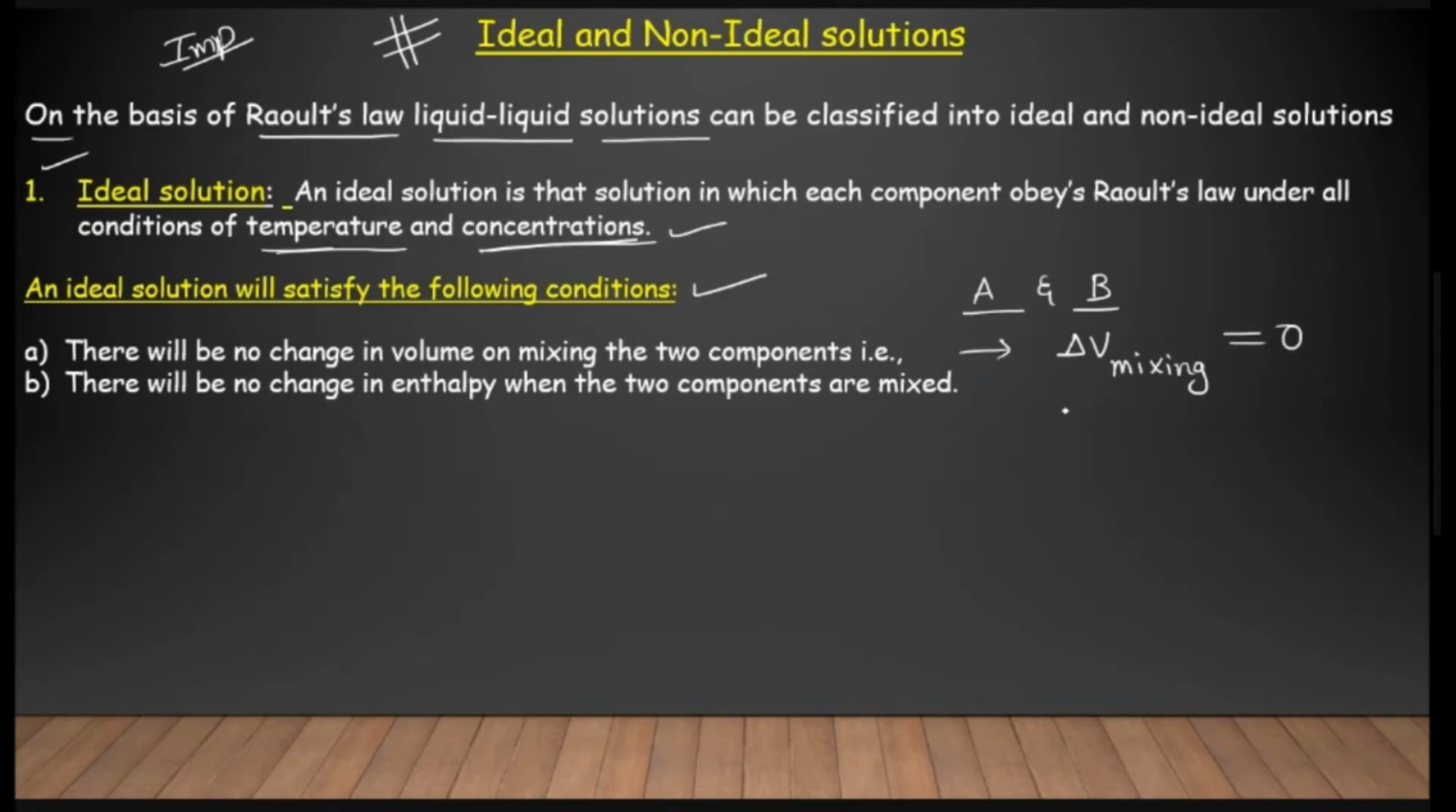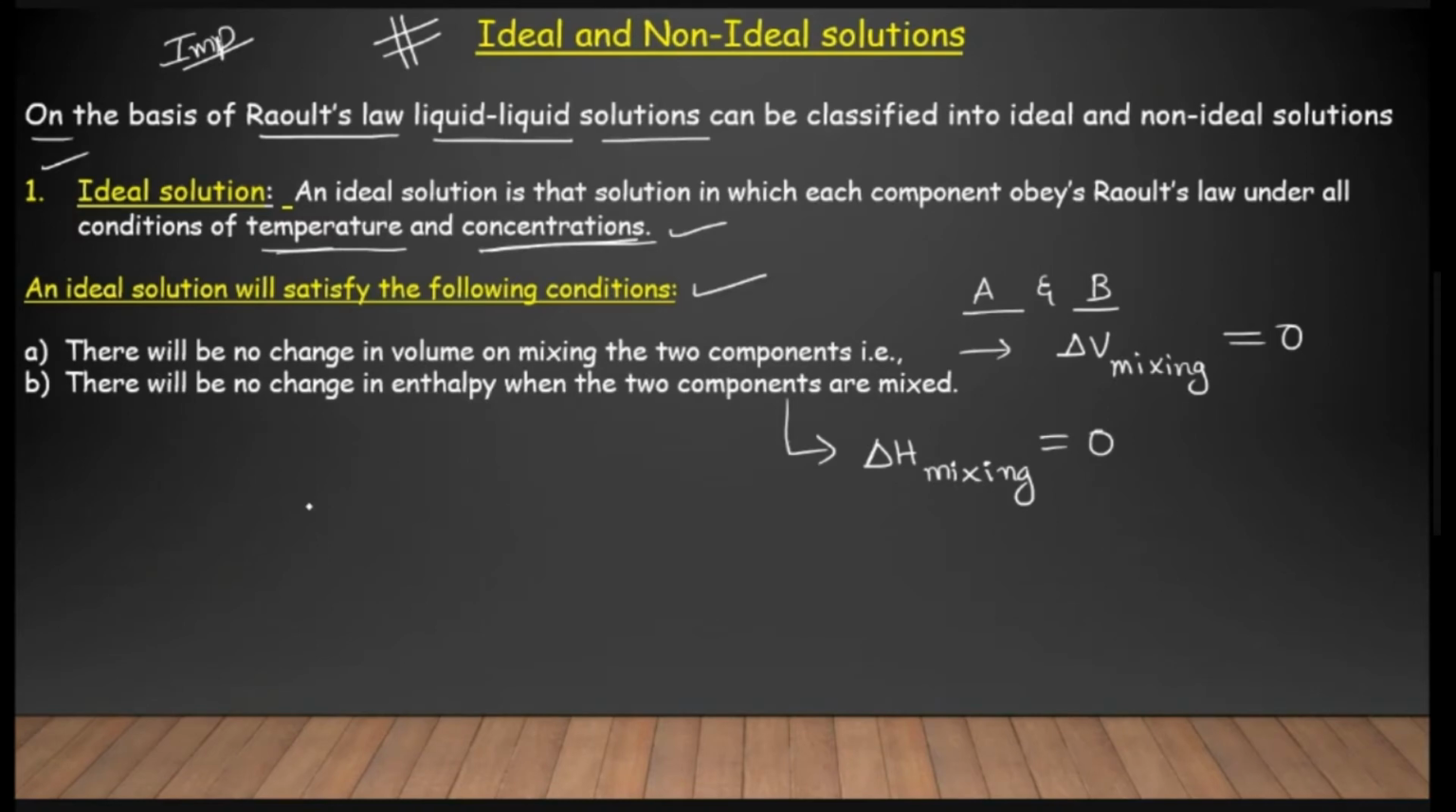If delta V mixing is equal to 0, then there will be no change in the volume. Similarly, the second condition is there will be no change in the enthalpy. That is, neither heat is absorbed nor heat is given out when you mix both the components. That is, delta H mixing also should be equal to 0. When they satisfy both these conditions, then only we can accept the particular solution as behaving as an ideal solution.